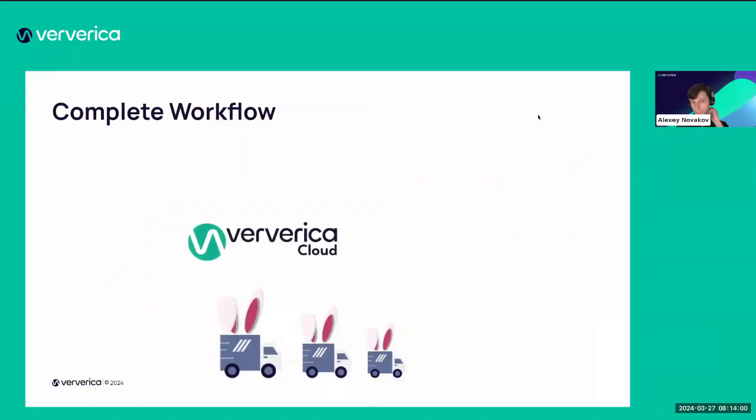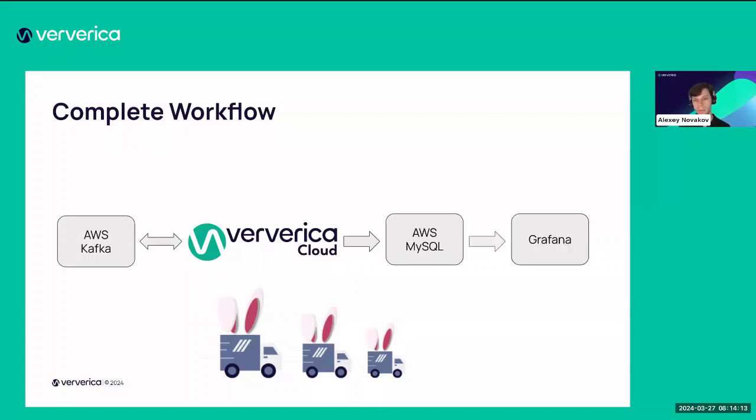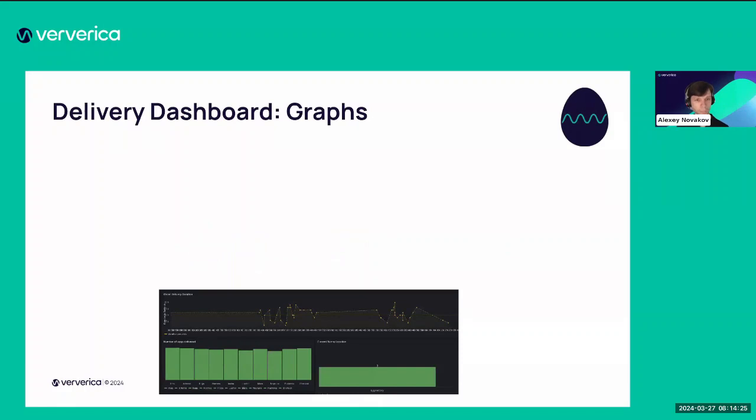Okay, the complete workflow of our system can be visualized in a way that we start everything from Ververica Cloud, and we take data from AWS Kafka. Then we prepare the results, prepare the analytics, and sink it also by Flink to an AWS MySQL database, and that will eventually be in a Grafana dashboard.